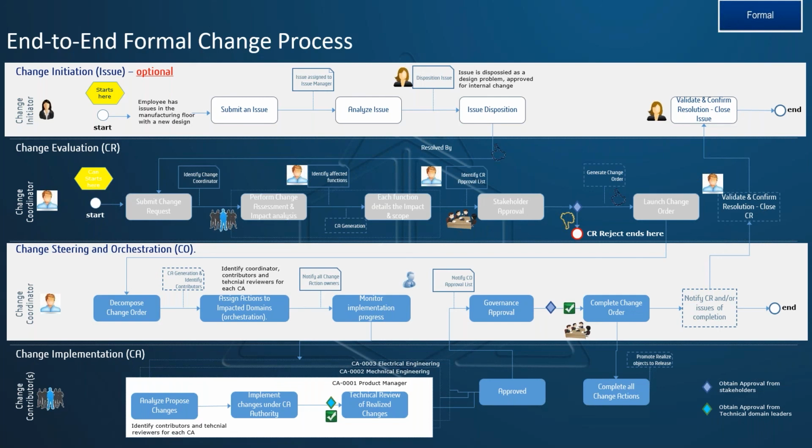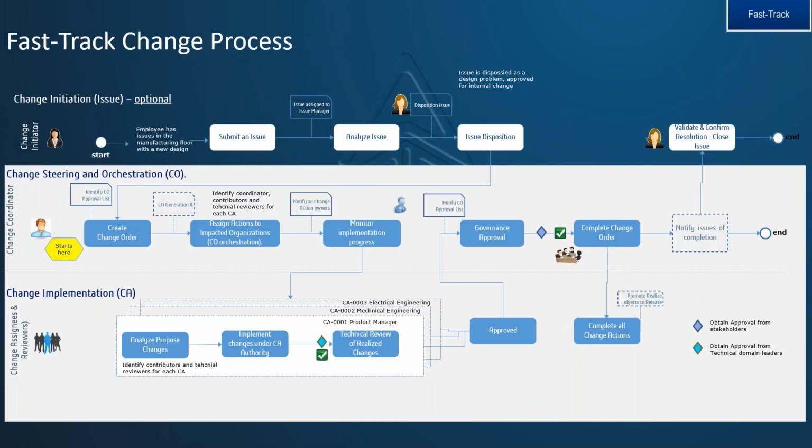From there, it becomes a change order where you assign all the actions, you monitor the implementation process, you get approval on the change order, and you start to implement the change concurrently. Okay, so somebody's actually changing those proposed changes at the same time. So that change coordinator will work through that process till everything's approved and all the change actions are done to complete the process. This is a formal change process.